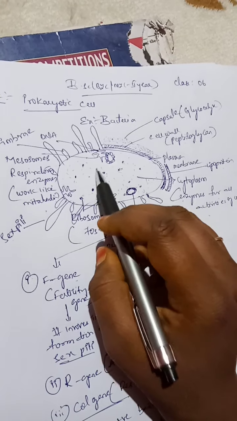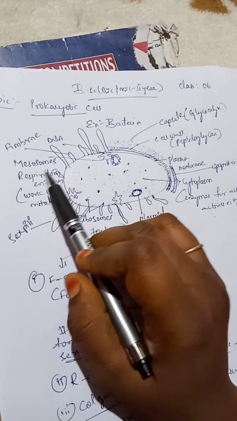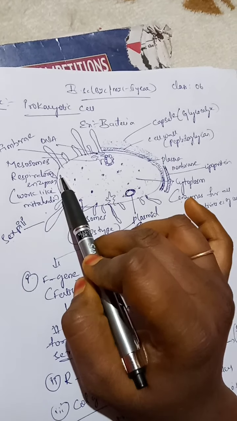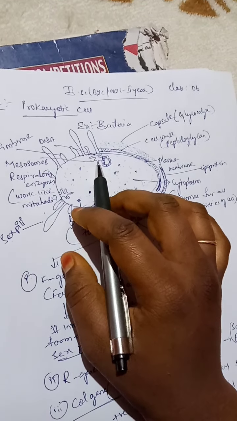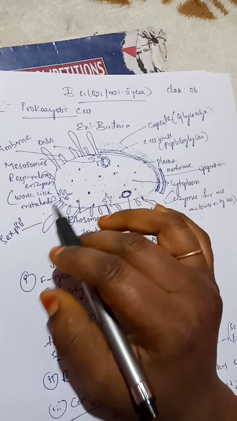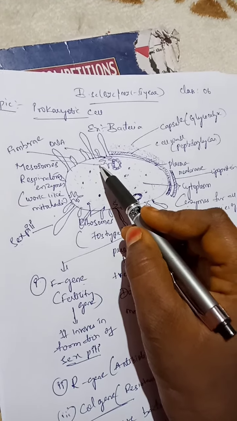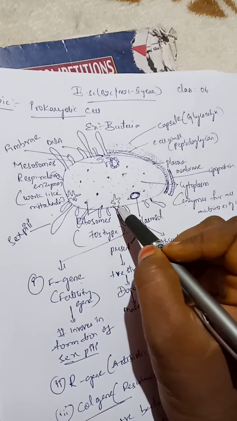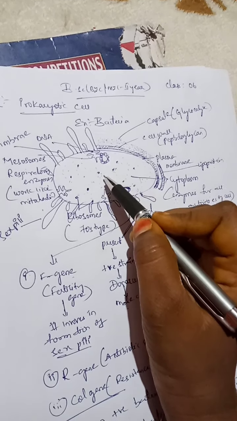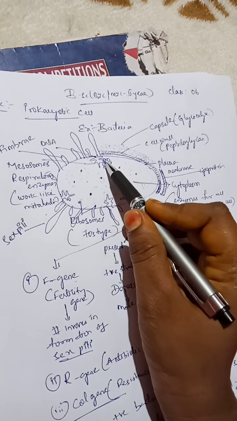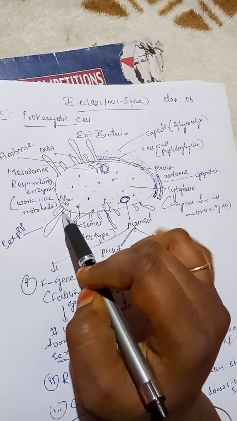Next, there are important infolding structures from the plasma membrane called mesosomes. These mesosomes contain respiratory enzymes for the breakdown of food and release of energy, so they work like mitochondria. These mesosomes also have important enzymes that help in cell division. There is a circular DNA present at the center when the cell is not dividing. It is attached to the mesosome when it is undergoing division, so we can say the mesosome also helps in cell division.